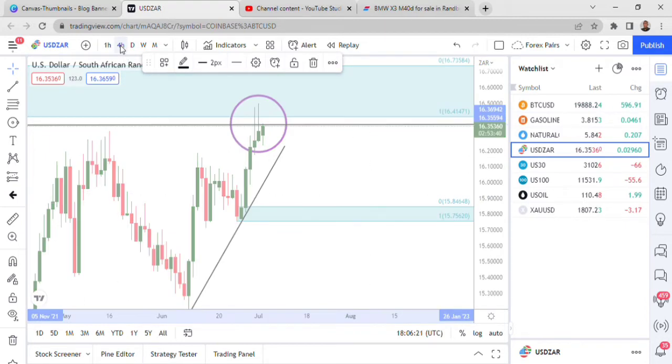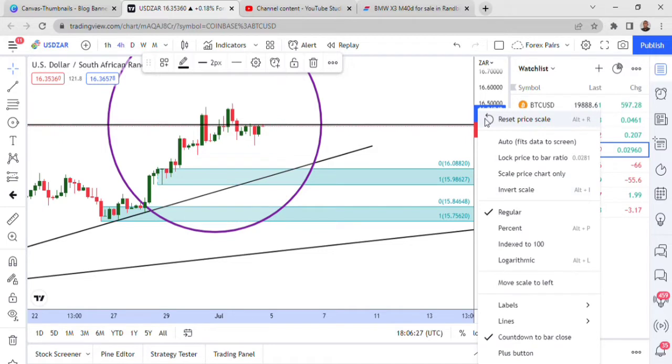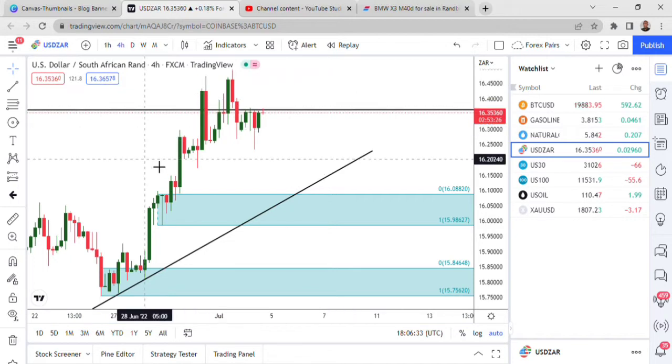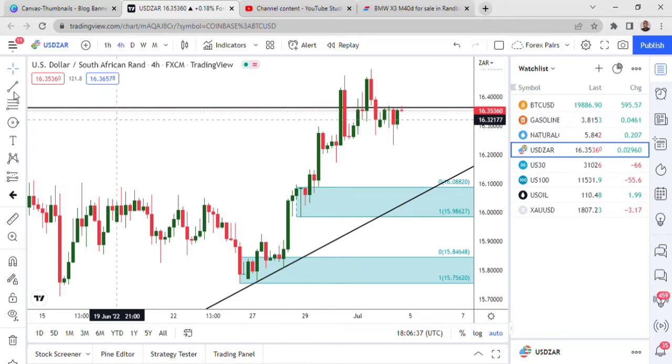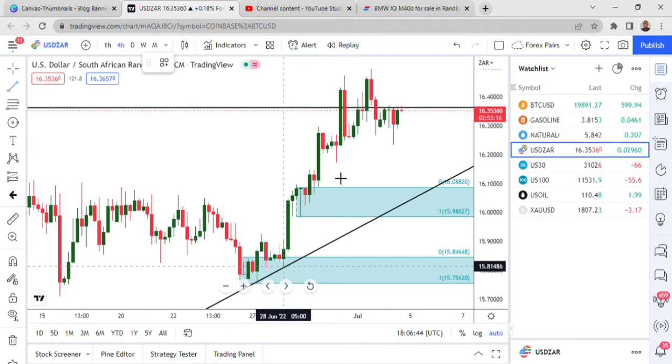Then let's go to the last time frame. I don't want to go too low, so the last time frame we will look at is H4. What's happening on H4? On H4, we can see the H4 trend line. Where can we put it? You can even start it from here, but it has to go up.